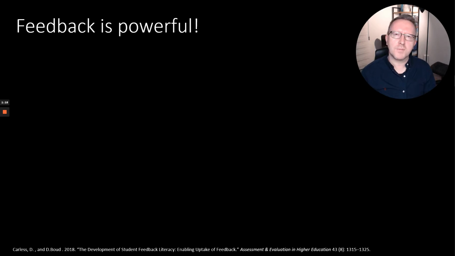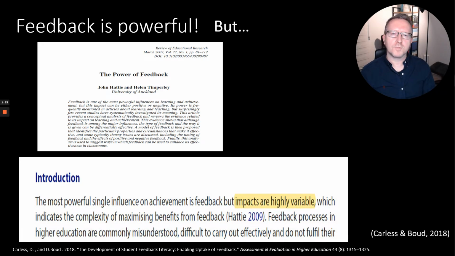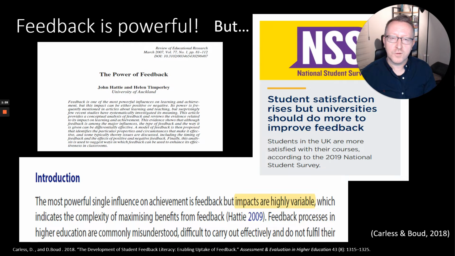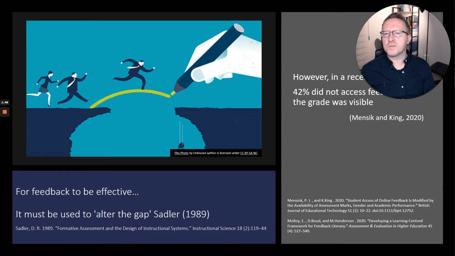So first of all, we know that feedback is one of the most powerful things that we can do to help students learn. But the impacts are also very variable. And feedback is one of the least popular aspects of higher education practice, and it has been so for 10 years, and it's also true in China and Australia and possibly in more places too. And we know that for feedback to be effective, it has to be used to alter the gap between current and ideal performance. But even in a recent study, 42% of students didn't actually access the feedback.